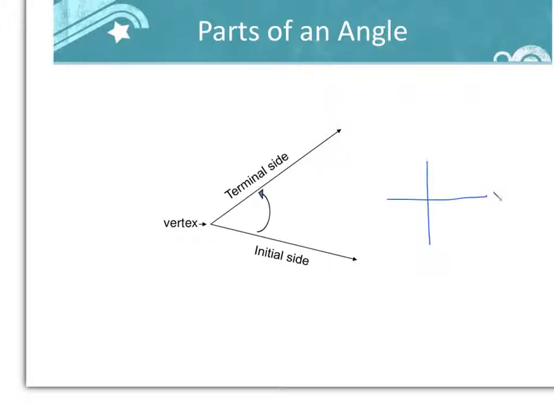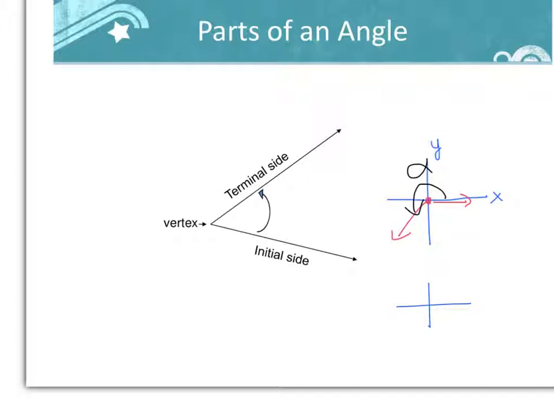So here's our coordinate plane, x, y. Let's put our vertex at the origin. My initial side is on the positive x-axis. My terminal side can be in any quadrant I want it to be. Wherever the terminal side ends, let's call this alpha, we consider that angle to be in that quadrant. So this angle is in quadrant 3.